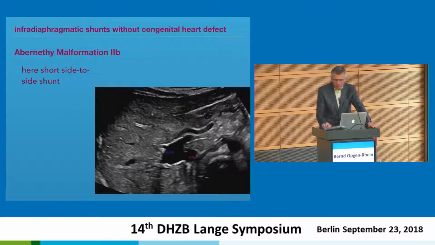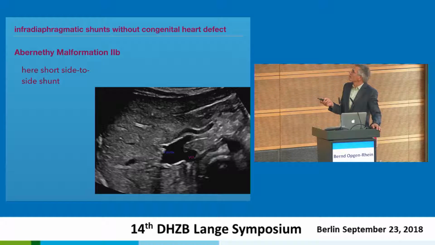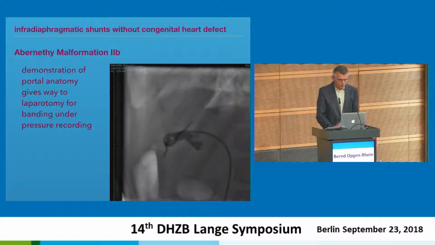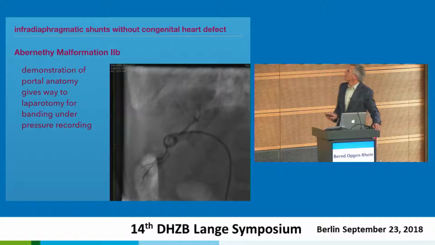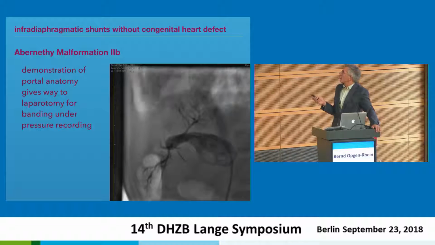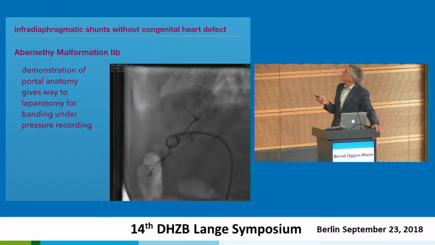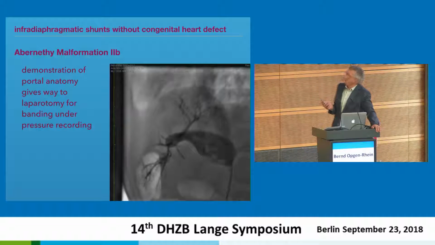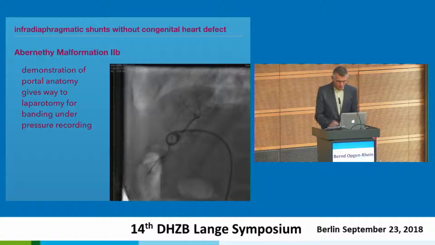In the Abernethy malformations, we are usually confronted with side-to-side shunts with a very, very short course and very broad shunts, like in this ultrasound: vena cava inferior, vena porta extrahepatic. Again, here is an angiography of the enlarged vena porta with a big shunt to the vena cava over here, and the very small and tiny intrahepatic portal veins.